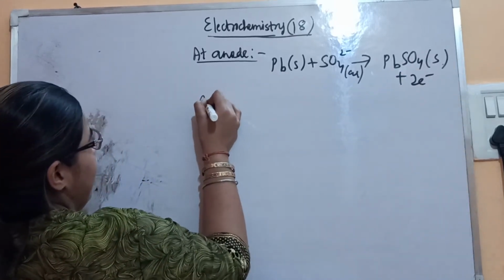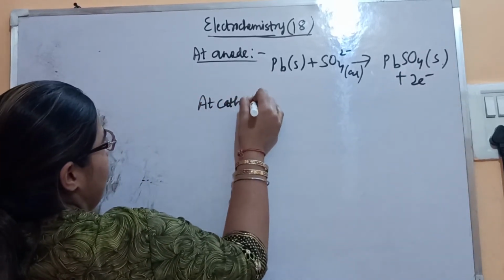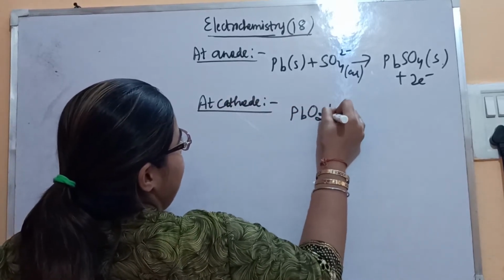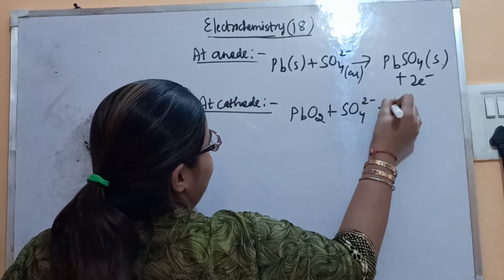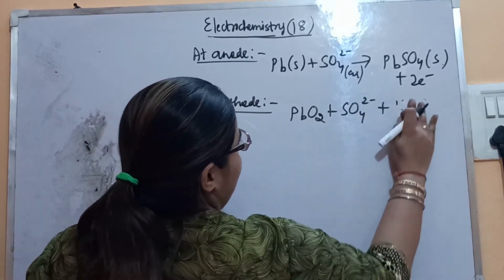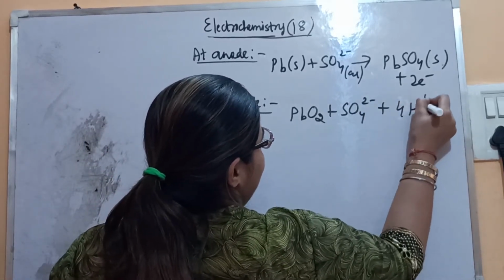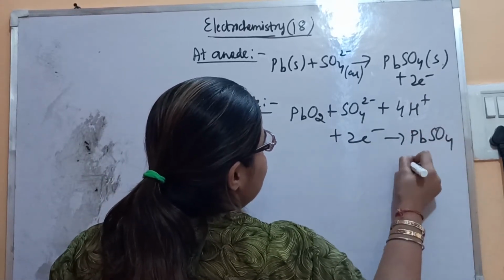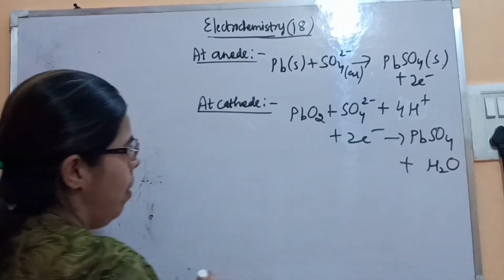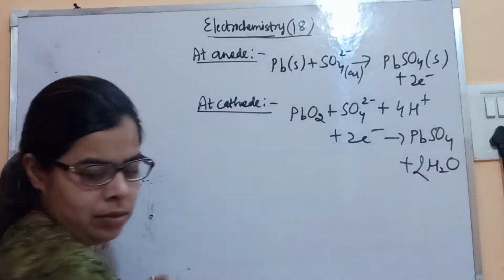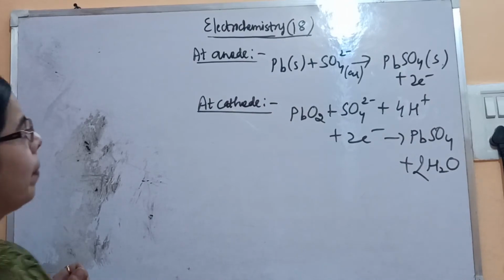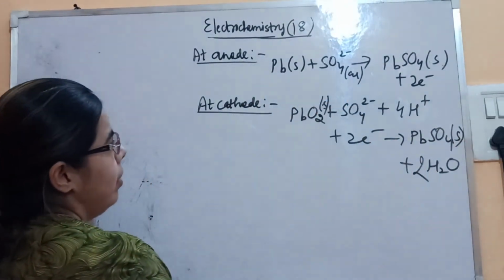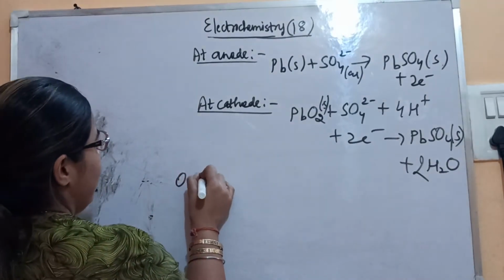Now at the cathode, lead dioxide is present. Again, it will react with the electrolyte and H plus ions, and accept 2 electrons, which will give you again lead sulfate plus 2 molecules of water. Again, this is solid.